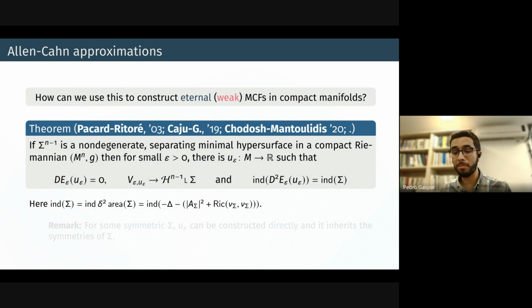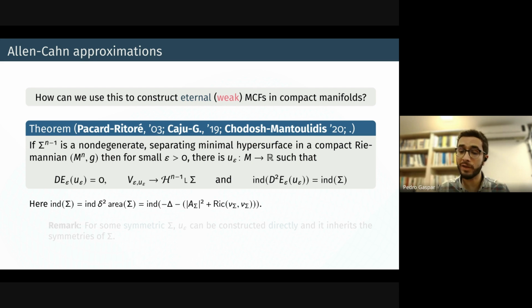The idea is, if your minimal hypersurface separates your manifold into two pieces, and if that minimal surface is non-degenerate in some sense, then you are actually able to approximate it. That is, for every small parameter epsilon, there is a solution for the Allen-Cahn equation, a critical point for the energy, such that the associated measures converge to the volume measure of that hypersurface as epsilon goes to 0. And you're able to connect variational information between those critical points for the energy and the variational information for the minimal hypersurface.